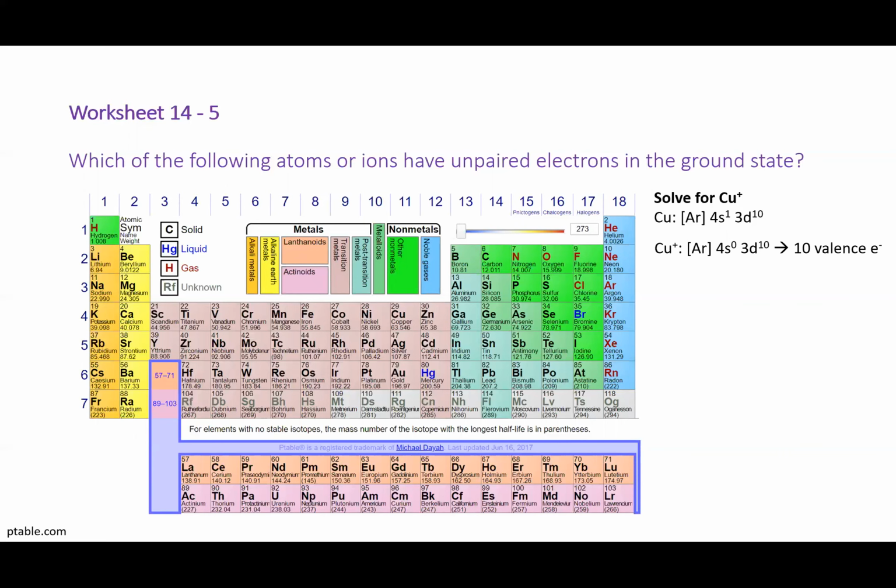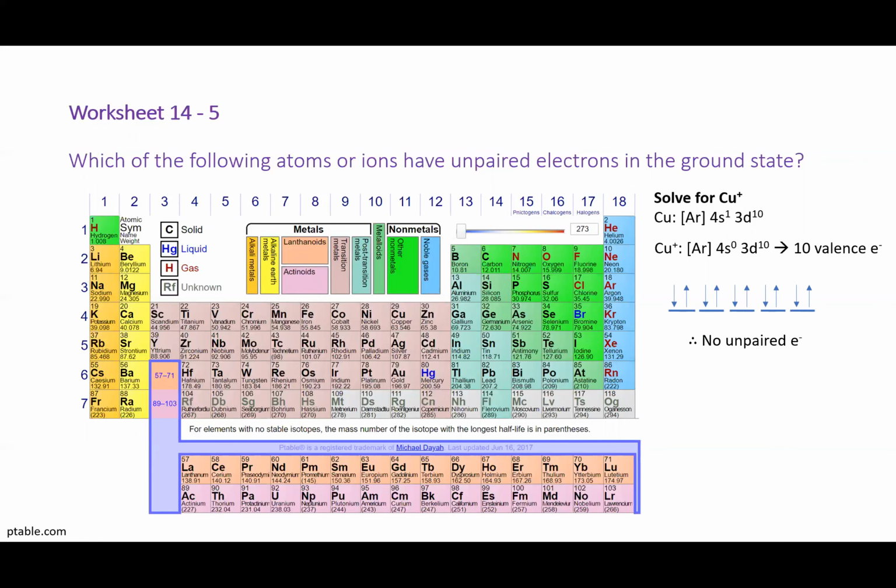And from that, we can conclude that we have 10 valence electrons. And because all these valence electrons are in the d orbitals, and there are 5 unique d orbitals, we can arrange these electrons in different ways. And we're going to find out that all of the orbitals are going to be completely filled with 2 electrons per orbital. So if that's the case, then we don't have any unpaired electrons.